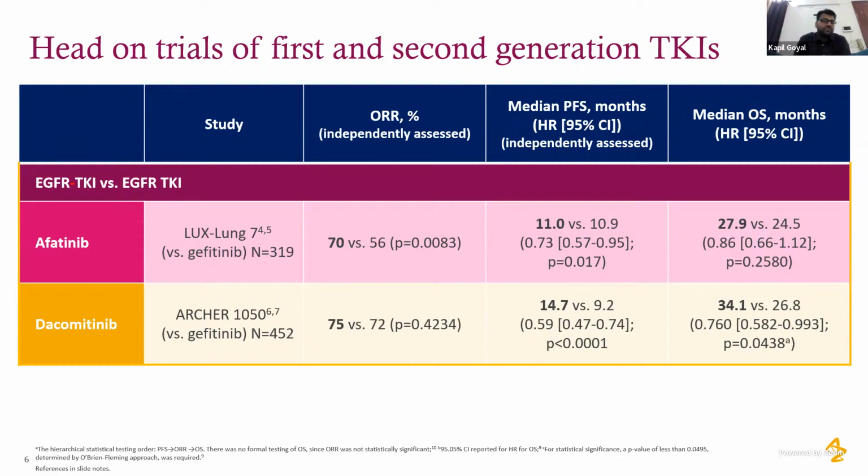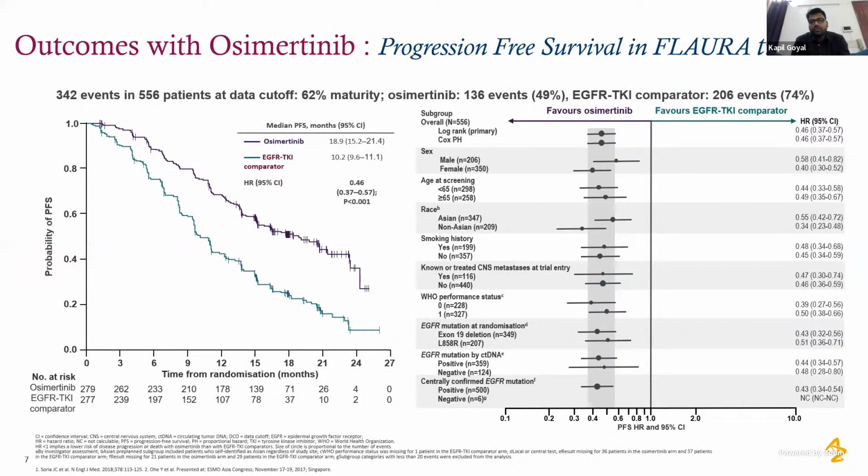If we look at the ARCHER 1050 trial, which compared dacomitinib with gefitinib, we saw that the ORR was 75% versus 72%. Median PFS was 14.7 months versus 9.2 months. Median OS significantly rose from 26.8 months to 34.1 months, which is statistically significant. We saw that second generation TKIs improved the survival outcomes compared to the first generation TKI, that is gefitinib.